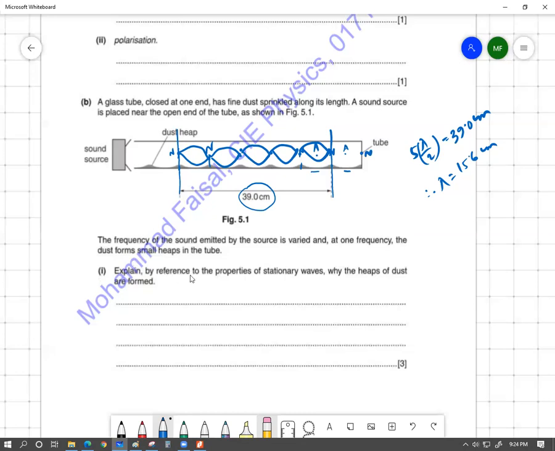The question says over here, explain by reference to the properties of stationary wave why heaps of dust are formed. So you just have to say the process by which stationary wave happens, and you have to specify for this example that at locations where antinodes are formed, the air particles have a high amplitude, so dust particles cannot accumulate there, and in the node positions, the air molecules have zero amplitude. Around that region, the dust particles can accumulate. So all the heaps represent the nodes, and all the midpoints between two heap locations represent the antinodes.